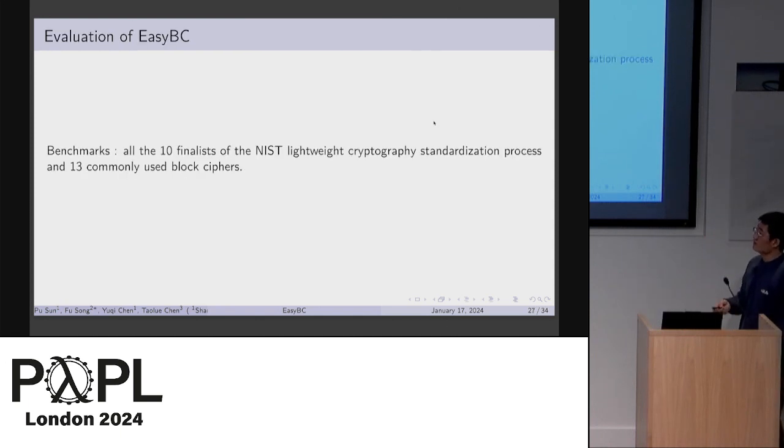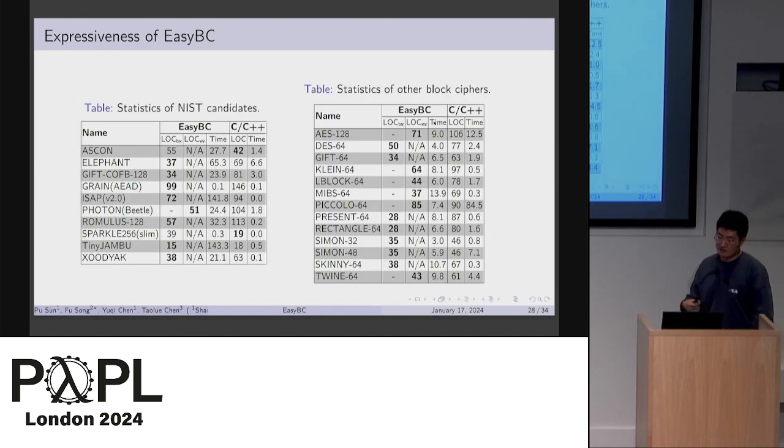To evaluate our approach, we select 23 cryptographic primitives, and we first evaluate its usability. We compare the lines of code of the EasyBC implementation with the lines of code of the C implementation, and from the result we can know that EasyBC provides a concise way to implement block ciphers. We also compare the runtime, and from the result we know that EasyBC is actually applicable.